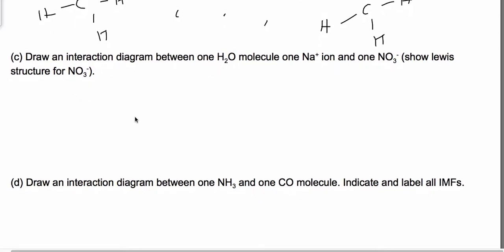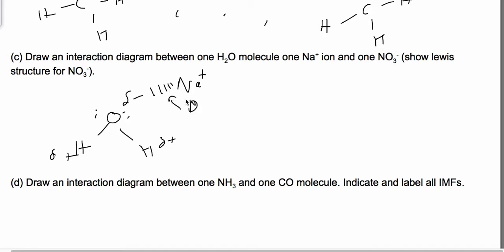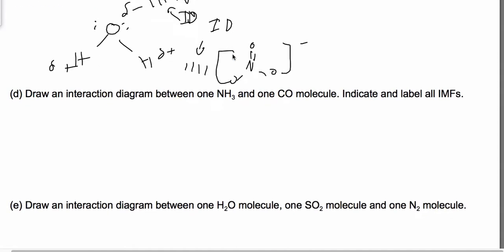Draw an interaction between one H2O molecule, partially negative, partially positive, and one Na plus, so we know that the Na plus is going to go right here, and that's going to form an ion dipole, really strong ion dipole there, and one NO3 minus, and I said show the Lewis structure for that. Because it's a polyatomic ion, you need to show it in its brackets, and that's another ion dipole. So stronger than those dipoles we saw above.